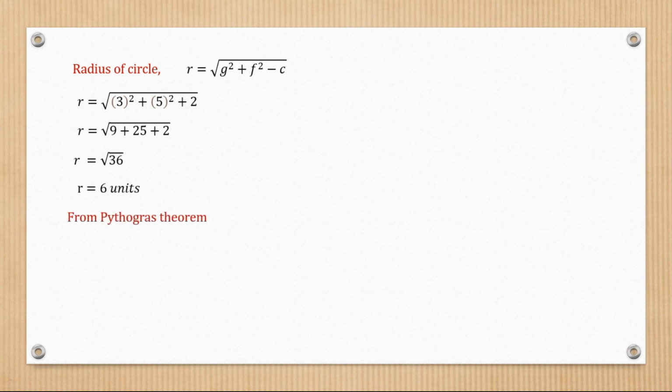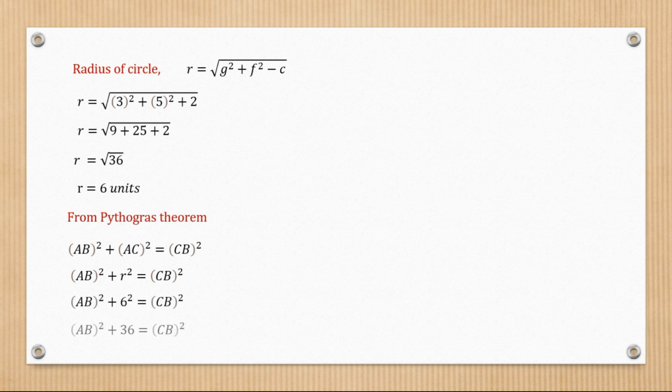So now I can solve from Pythagoras theorem. AB² + AC² = CB². But remember that AC² is the radius squared. So we have 6², which is 36. So now let's solve for CB. CB can be found from this formula.